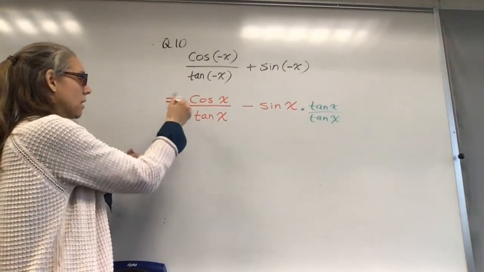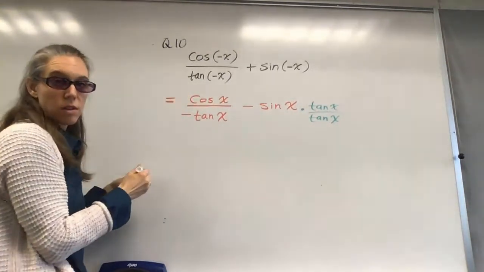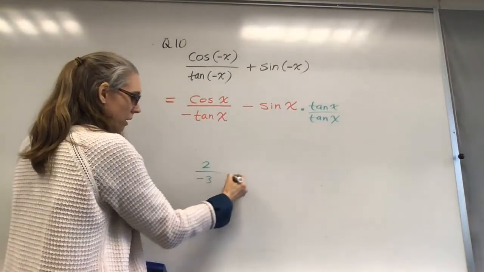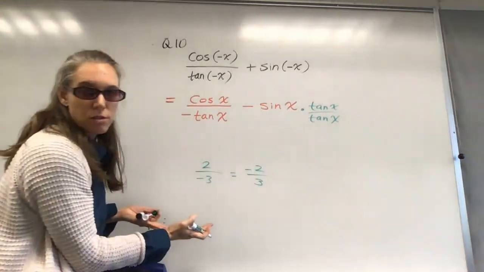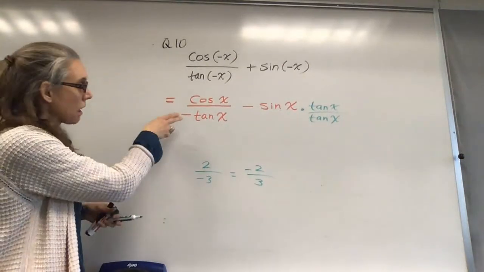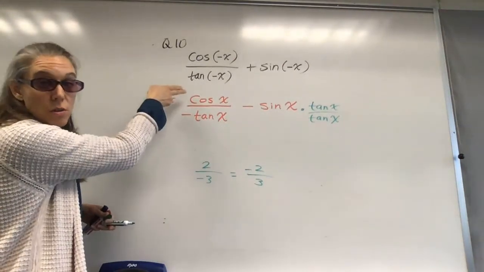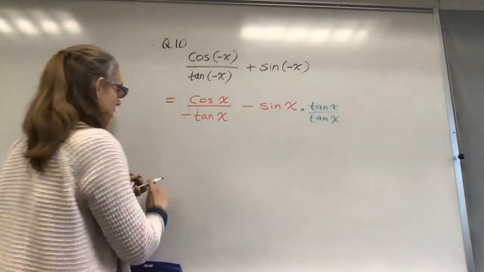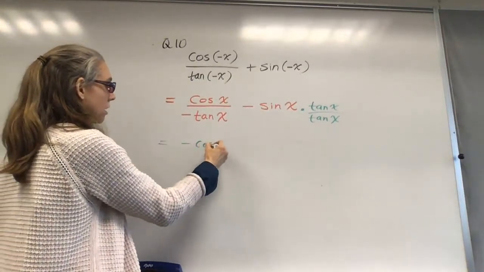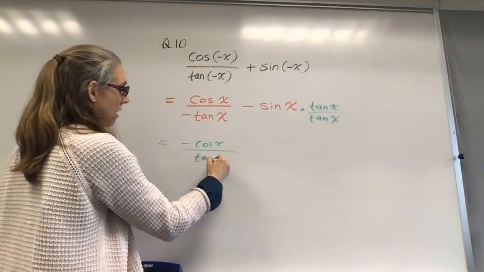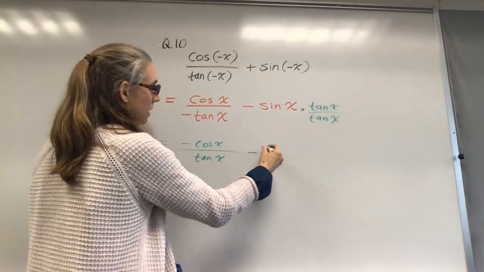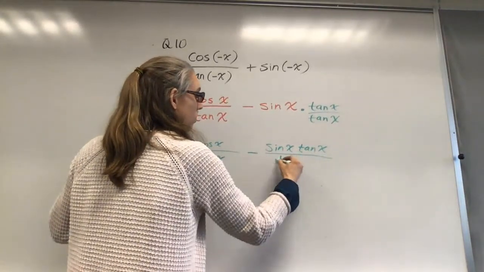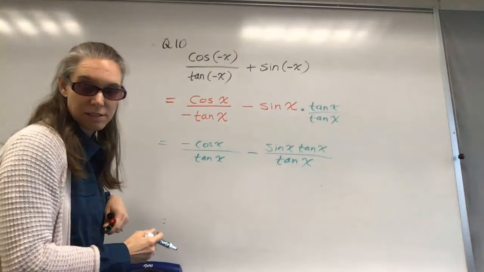Now this negative right here can relocate to the numerator, right? With a fraction, a negative can go up or down. So 2 over negative 3 is the same thing as negative 2/3, for example. So what I'm going to do is relocate this negative to the numerator, and that way it's not in the denominator. So now I have negative cosine x over tan x minus sine x tan x over tan x.